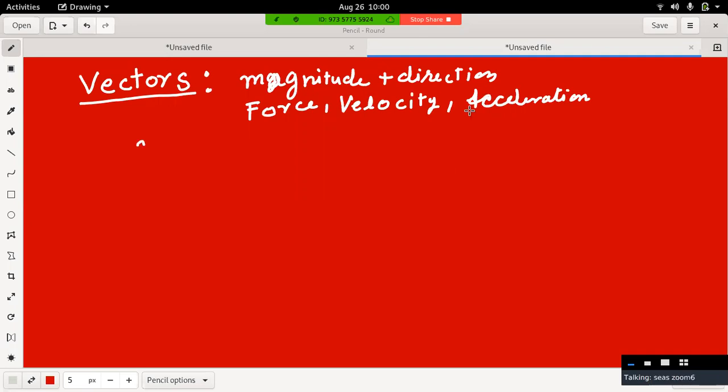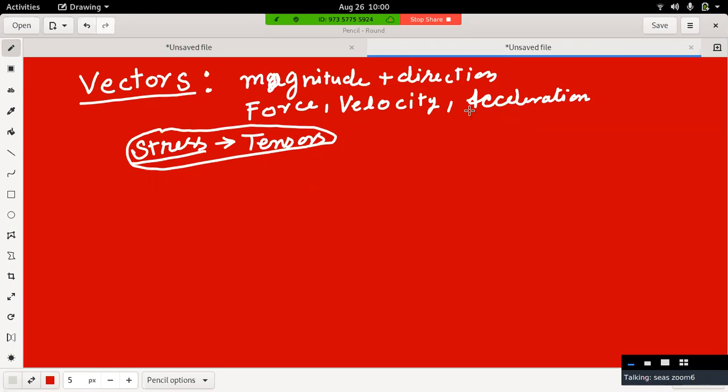You know what about stress? Stress is not a vector, you know. Stress depends on more than one direction, so it comes into the category of tensors. Now, if you remember, stress and strain both depend on more than one direction. We define it by determining the stresses in 9 directions, if you remember. So stress and strain both are tensors.